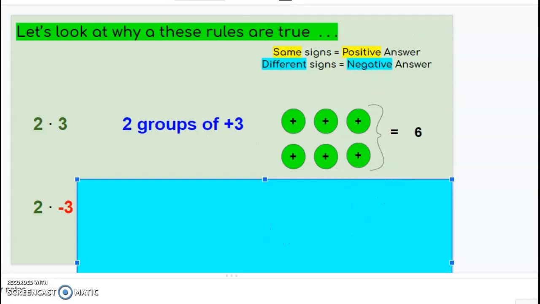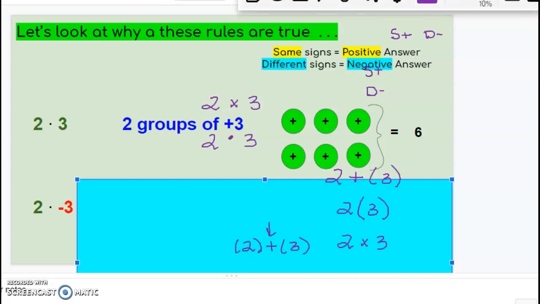Sorry, I don't know why this keeps coming up here. Give me 1 second. Let me see if I can clear this off.